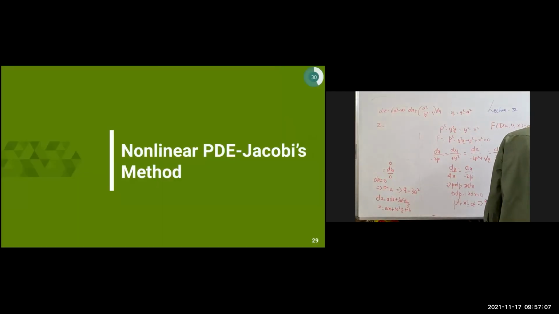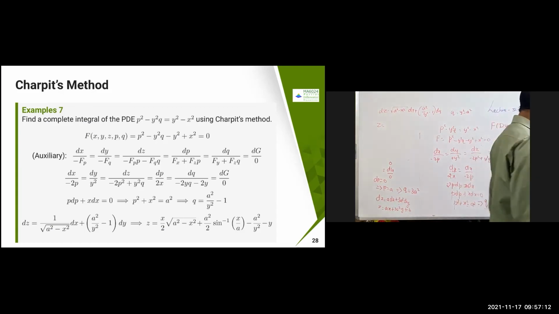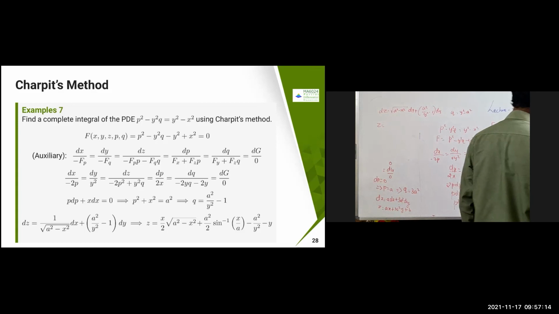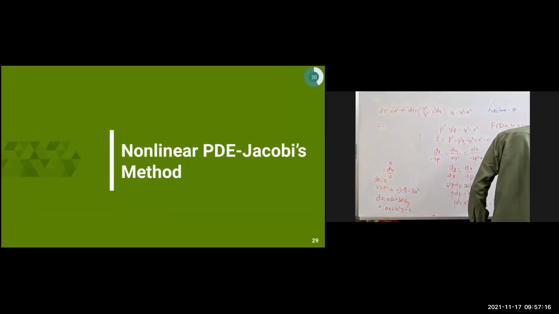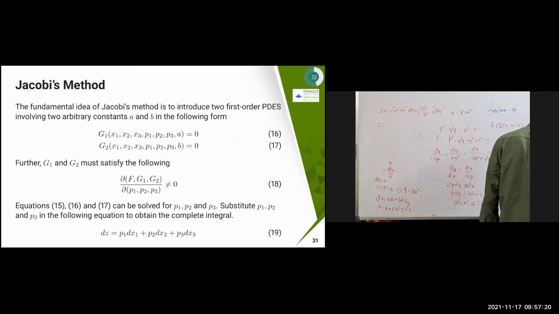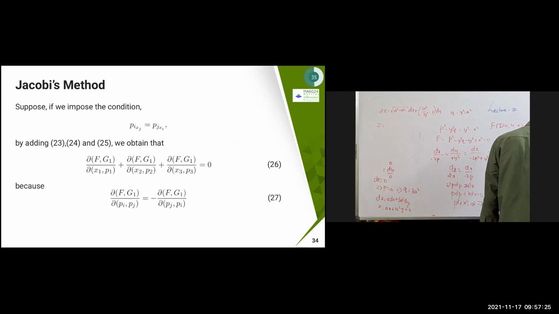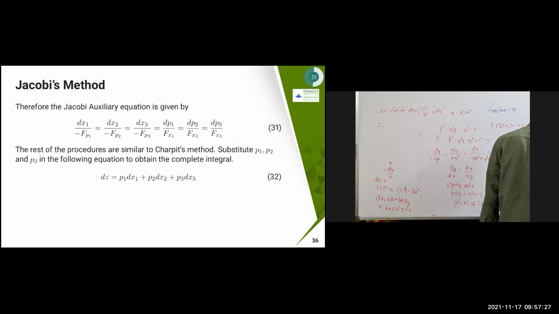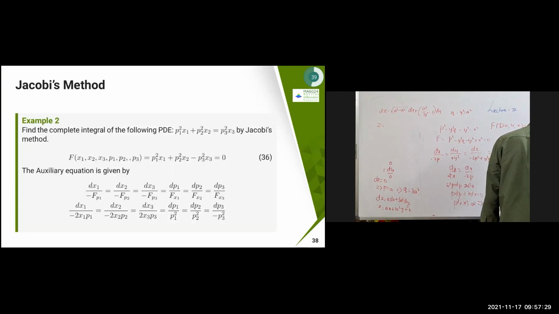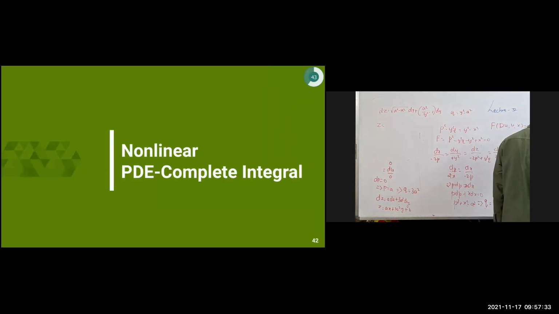Okay, so this is the way to calculate the complete integral using the Charpit's method. Now in the next class we will discuss the Jacobi method, how to obtain that for more variables, x1, x2, x3. So that we will obtain in the next class, and then we will see how to solve some problems on this one. So these are some of the cases for which you can solve the problem. You cannot solve everything, but you can solve some of the problems, and then we'll see.